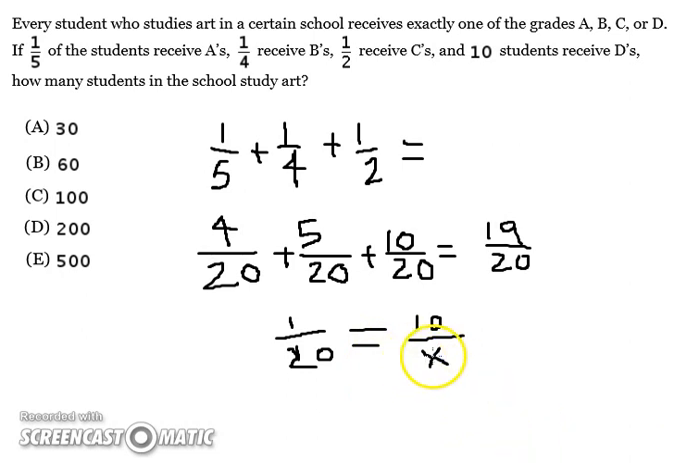Now that we've set that up, we can cross multiply. So x times 1 equals x, and then 20 times 10 is 200. And that's it.